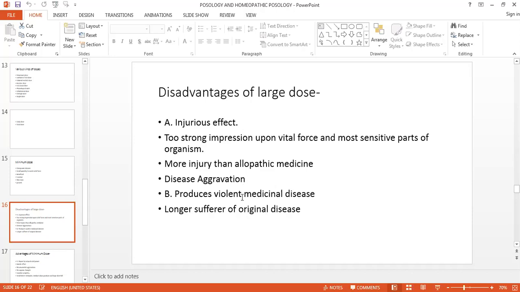So the medicinal aggravation: too large doses of an accurately chosen homeopathic medicine, especially when repeated, bring out much trouble. They often put the patient in danger, and they will not extinguish the natural disease, but they will produce their own symptoms, and the patient will be a longer sufferer of the original disease. So these are the certain complications produced by using a larger dose: injurious effect, disease aggravation, and the medicinal disease.